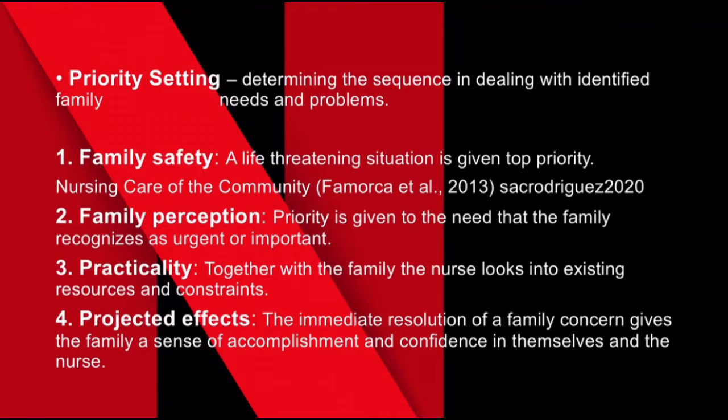In priority setting, there are 4 things to consider. First is the family safety. A life-threatening situation is given top priority. Next is family perception. Priority is given to the need that the family recognizes as urgent or important. Next is practicality. Together with the family, the nurse looks into existing resources and constraints. Fourth is projected effects. The immediate resolution of a family concern gives the family a sense of accomplishment and confidence in themselves and the nurse.